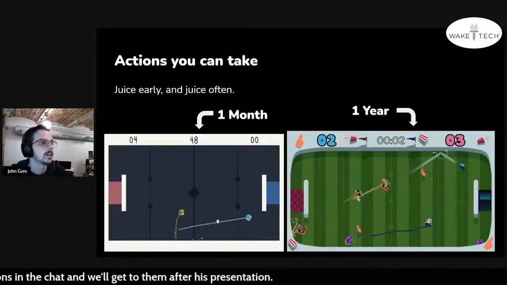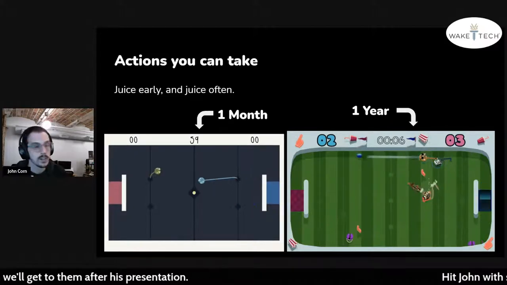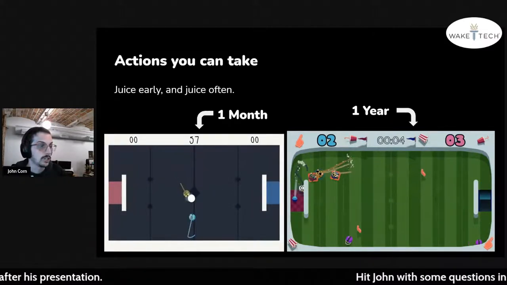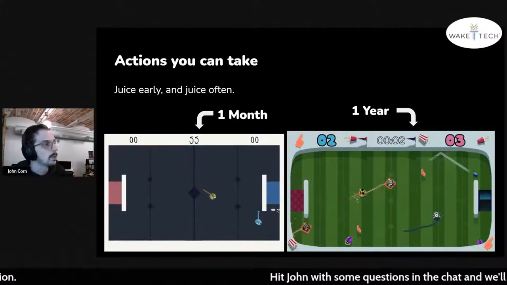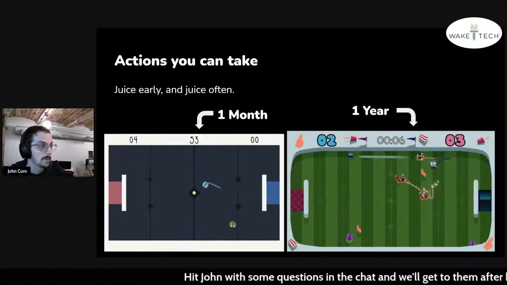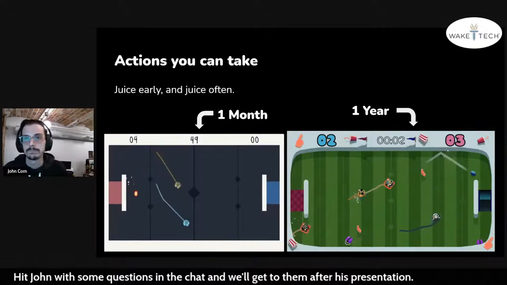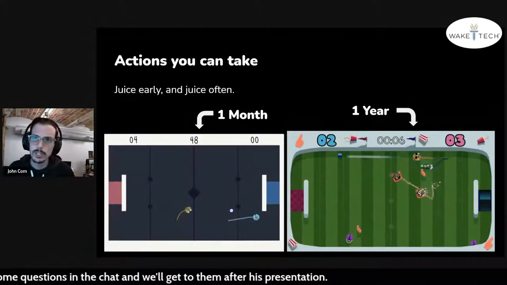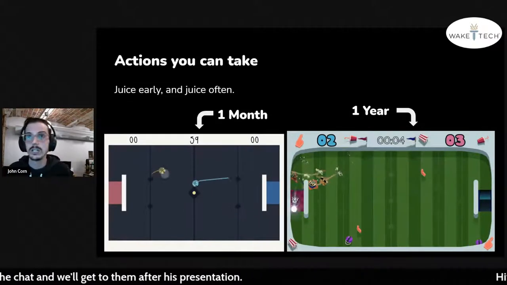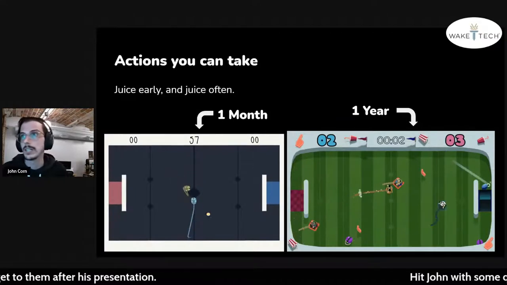So if it wasn't, that's fine. If it wasn't actually good, I didn't waste that much time. But the juice saved this, right? The juice made this design what it was. So as soon as you have a prototype you think is interesting, just throw everything in there.